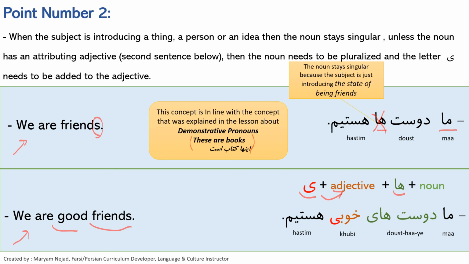And here the ye that you see here is just the ye that comes after the long vowel aleph. So the اضافه can sit there, the implied اضافه. So ما دوستهای خوبی هستیم. And this ye here that we add to the adjective is used to emphasize the quality expressed by the noun. So again, every language has many nuances and rules and regulations and exceptions. So this is a rule that you just need to memorize.